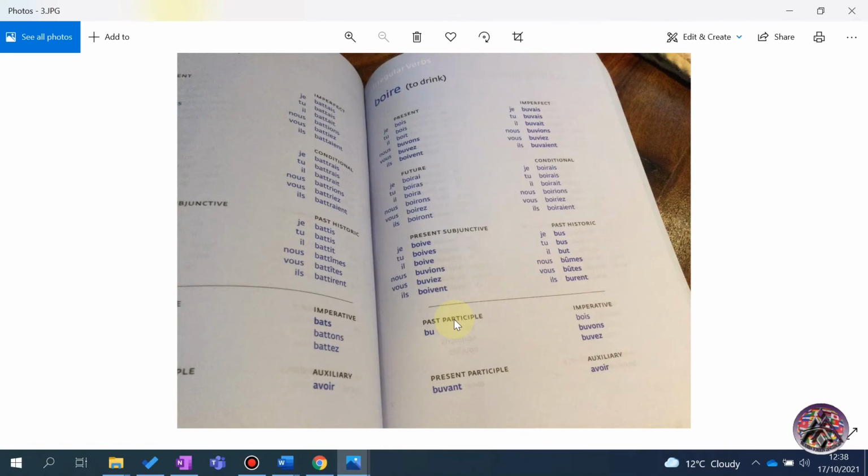You've checked page 28. It's not on page 28. You've checked the verbs in alphabetical order and it's there and it actually tells you what to use, auxiliary and past participle. That's amazing. Now I'm going to show you another scenario.